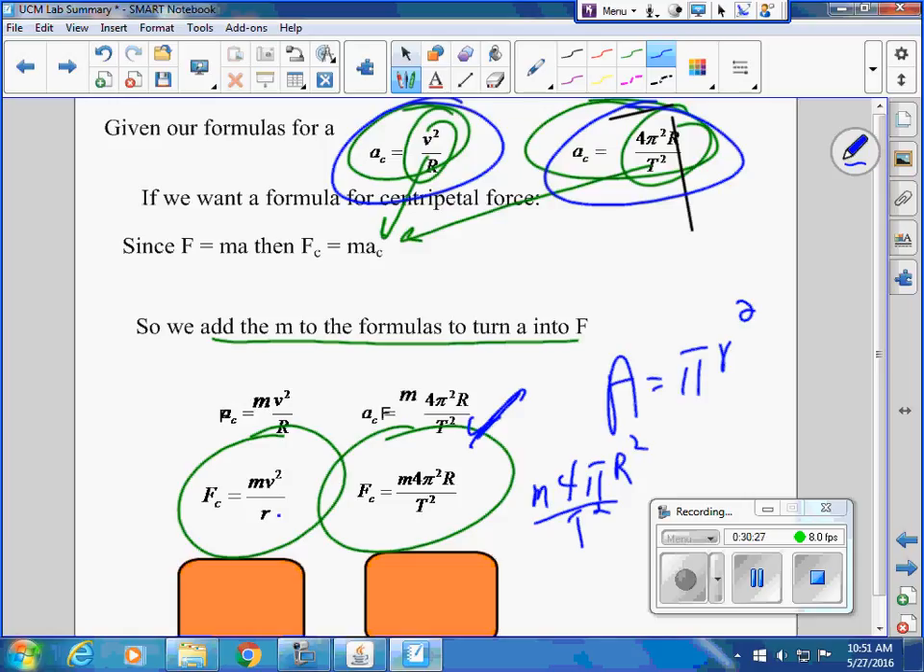Nate, you had a question. What are the definitions for each? Fc is centripetal force. T squared is period squared. T is time, measured in seconds. m is the mass in kilograms. So period, time, that's the T squared.